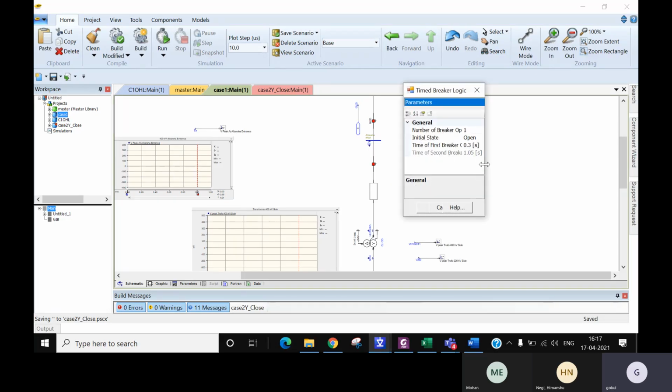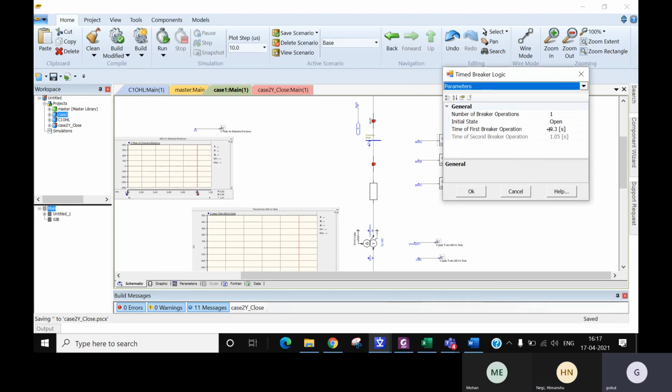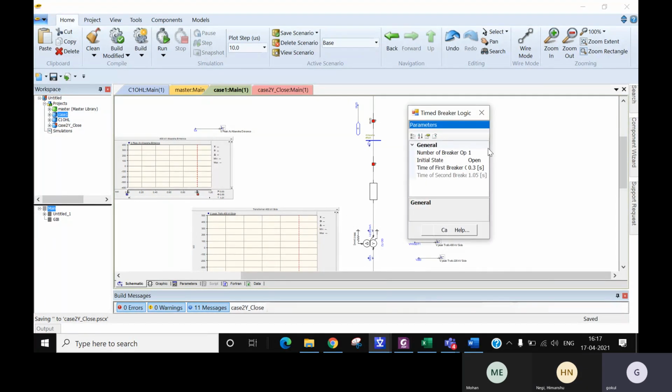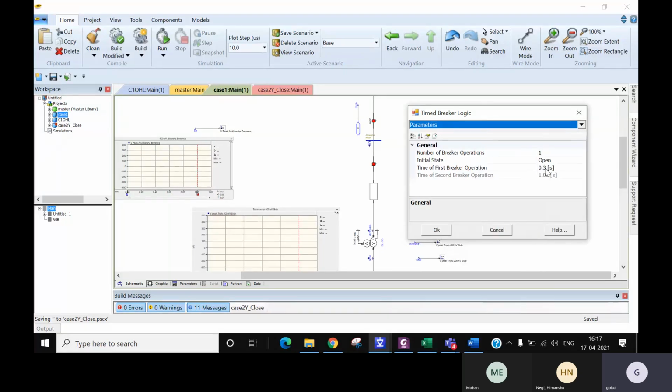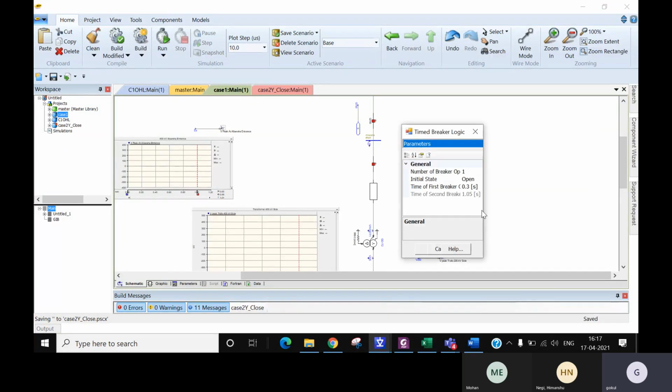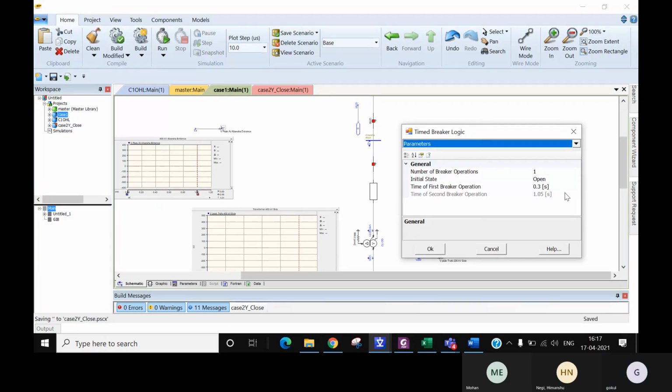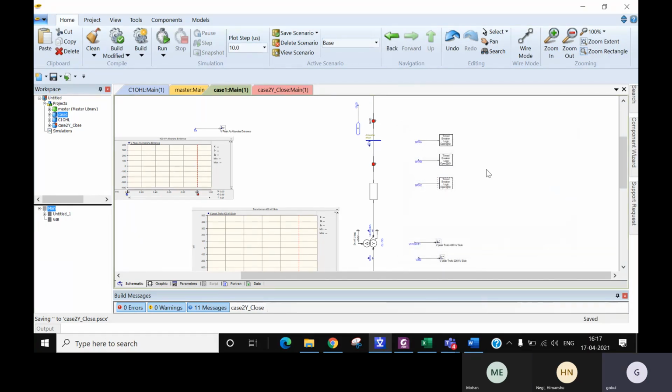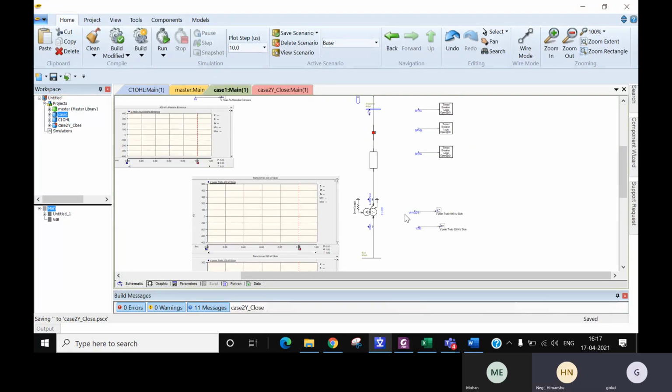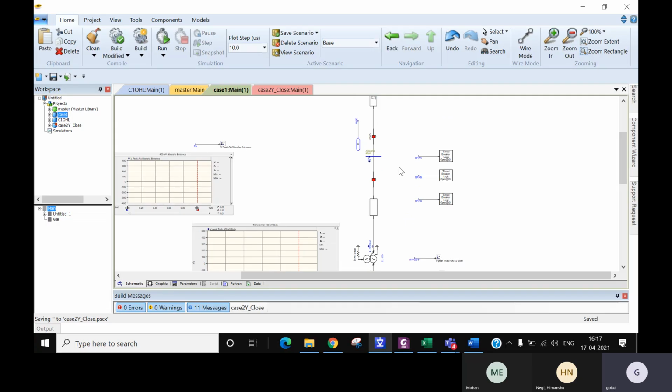Look at the time fault logic. It's open because this is an energizing case. The initial state is open, and at 0.3 seconds it will close. The second phase also closes at 0.3 seconds, and the third also at 0.3 seconds. There is no issue here; we are just going to close all three breakers and study the results. I'm not trying to say that only one phase is closed and the other two are open.